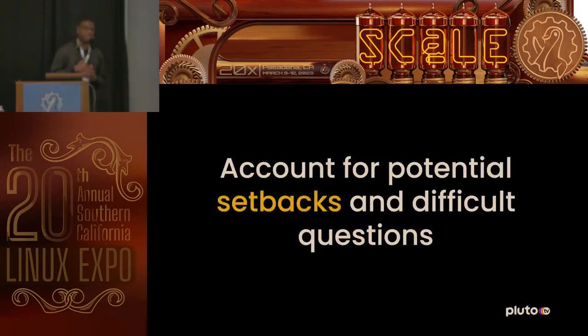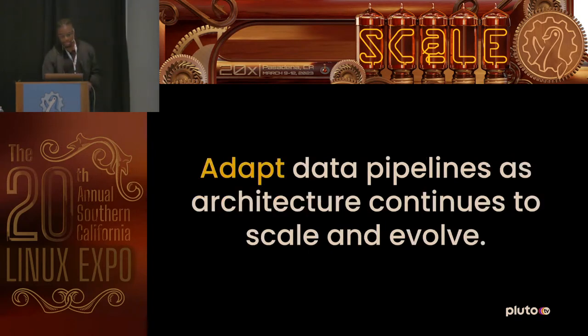Account for potential setbacks and difficult questions. This was a new frontier for us. We had observability, but not as it correlated to different types of telemetry data, and it was very dysfunctional. So we had a couple of setbacks, and we had difficult questions that had to be answered as we were going through the process. We were able to adapt data pipelines as architecture continues to scale and evolve. As you continue to scale your product, you always want to adapt the data pipelines to match your scale.